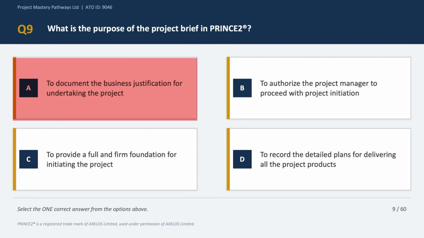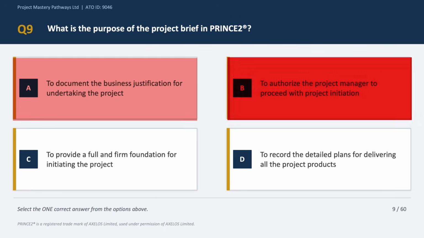Option B says to authorize the project manager to proceed with initiation. Now that might seem true on the surface, but the project brief enables the project board to decide whether to authorize initiation, right? The brief itself does not authorize the project. So option B is incorrect. Option D says to record detailed plans for delivering products. Now that is the purpose of the stage plan and project plan. It has no linkage to the project brief, so we can eliminate option D straight away.